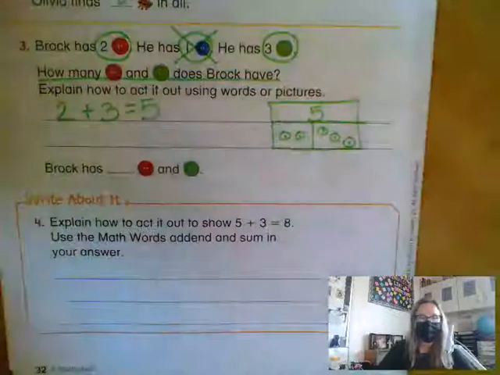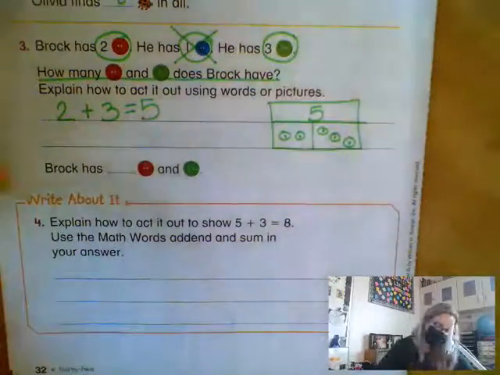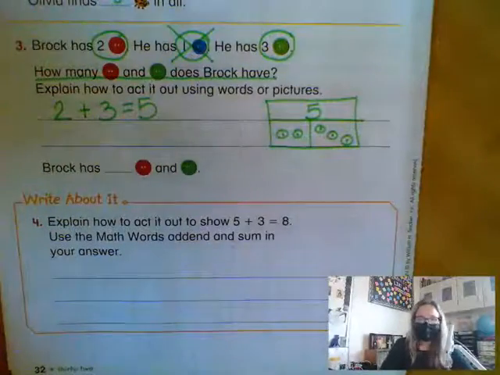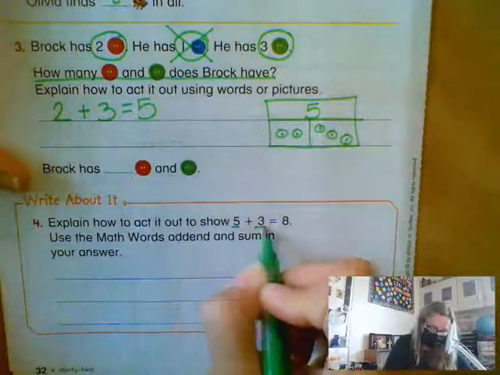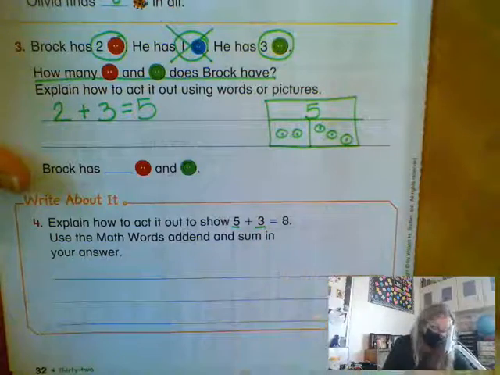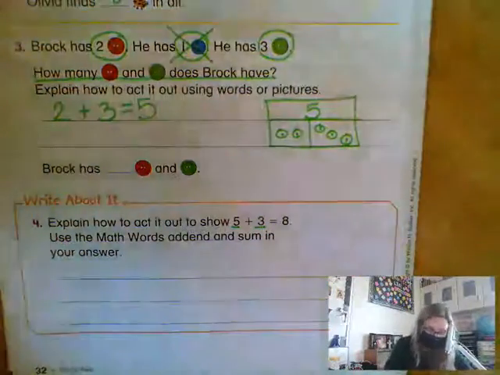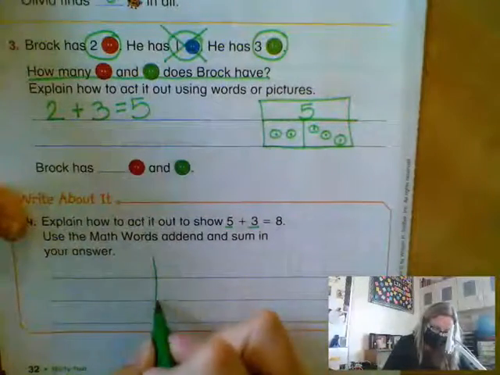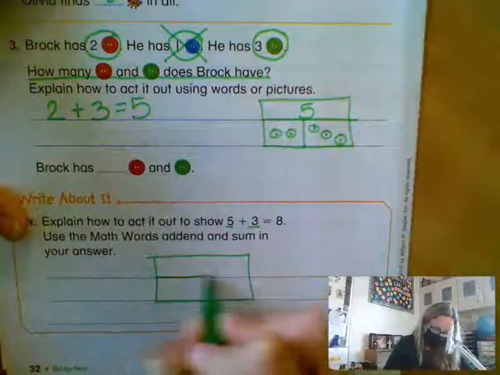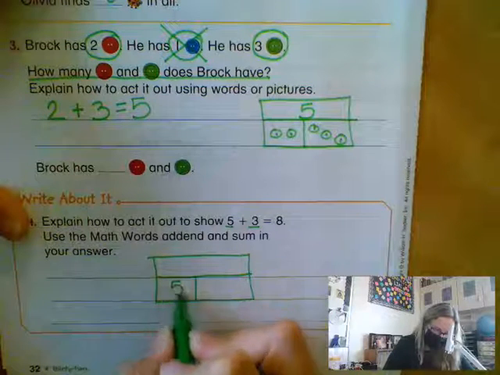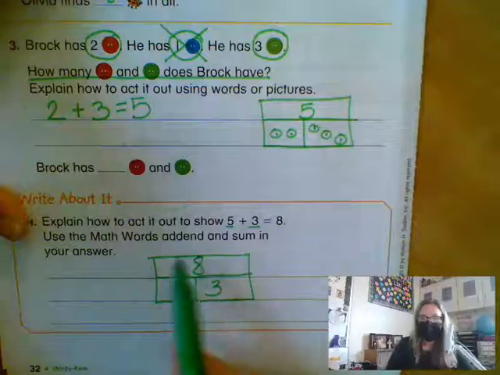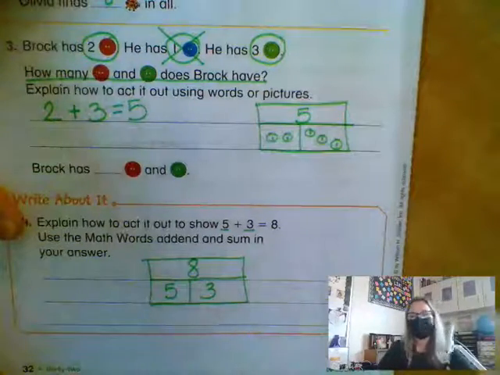Okay? Down here it says explain how you can act it out to show 5 plus 3 equals 8. Use math words, addend, and sum in your answer. I'm not going to make you write that out, but if you want to talk about it, we would say that our addends are 5 and 3. So addend plus addend equals sum. In a way that we could act that out, we could either draw it or we could have friends stand up. We could do our part, whole box like this, where we have 5, 3, and 8 to show the addends are 5 and 3, and the whole thing is 8.